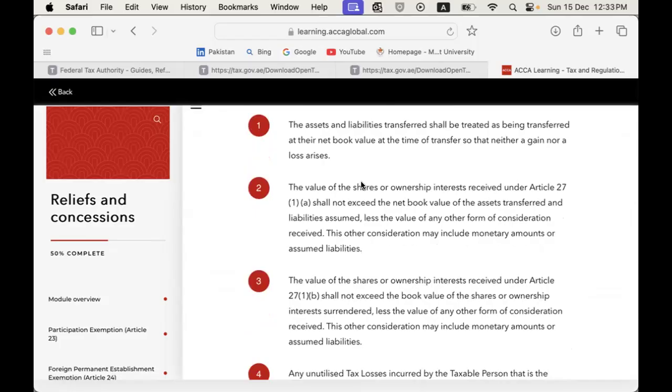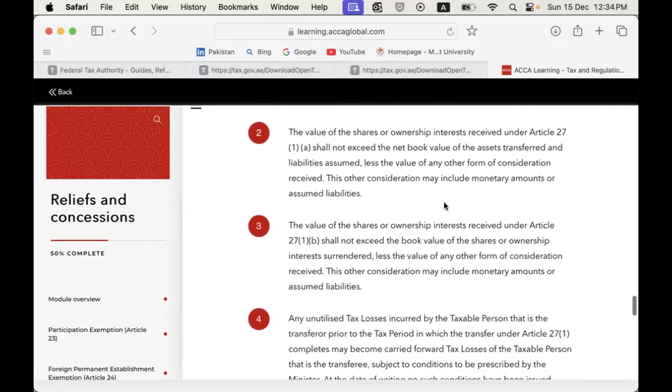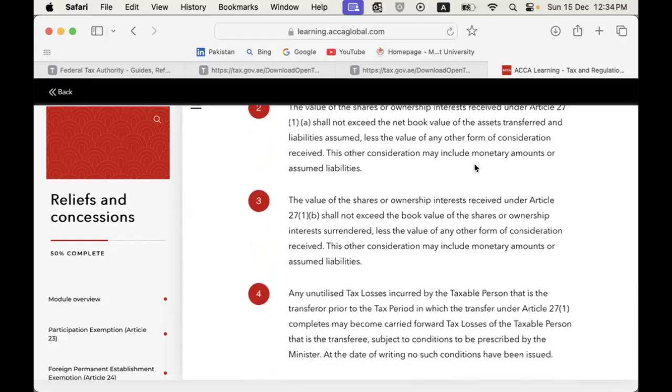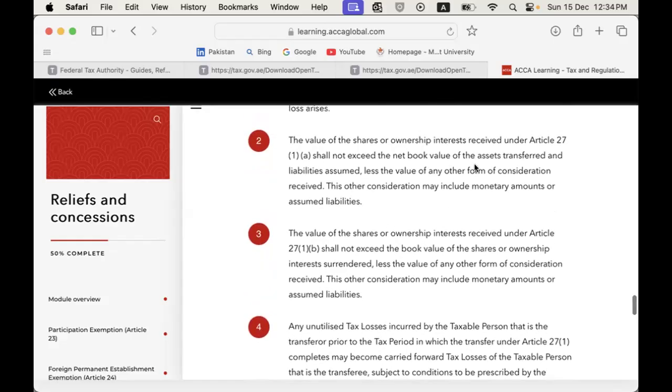a qualified restructuring transaction. Assets and liabilities transferred shall be treated as being transferred at their net book value at the time of transfer, so that neither gain nor loss arises. The value of shares or ownership interest received under Article 27 shall not exceed the net book value of the assets transferred and liabilities assumed, less the value of any other form of consideration received. The other consideration may include monetary amounts or assumed liabilities.